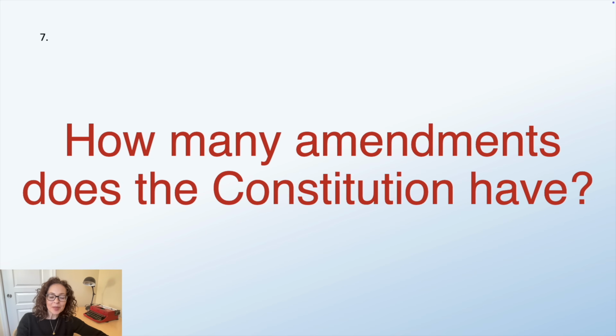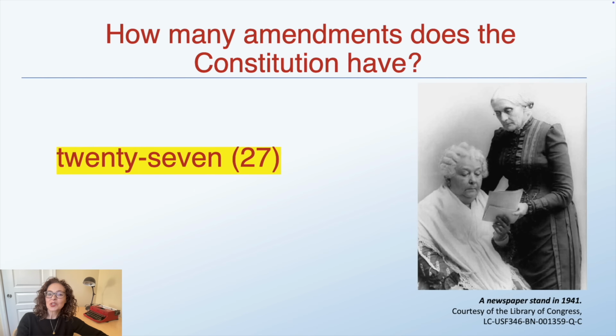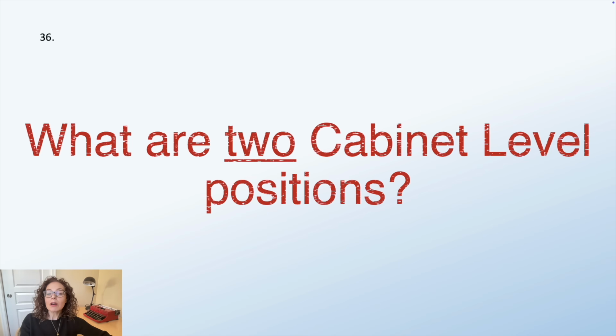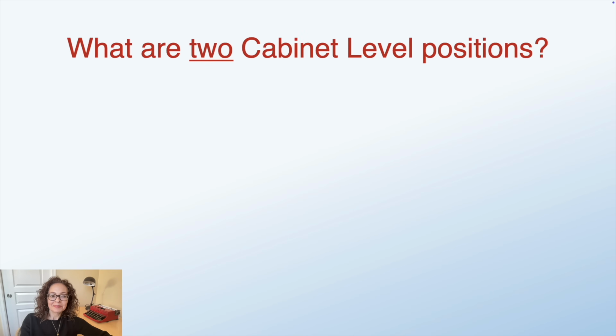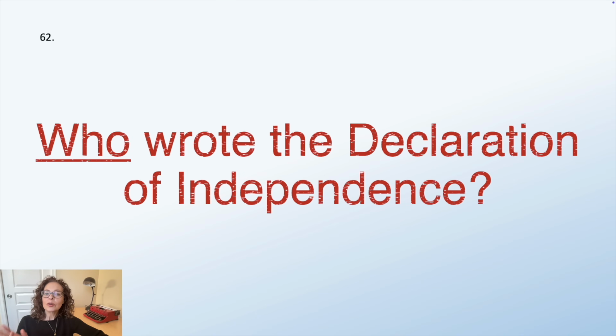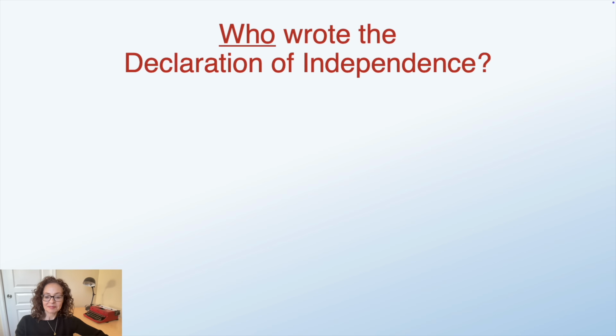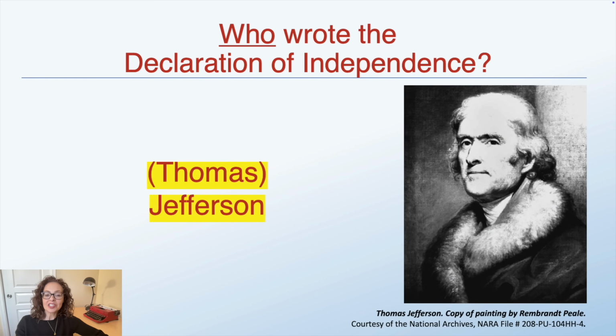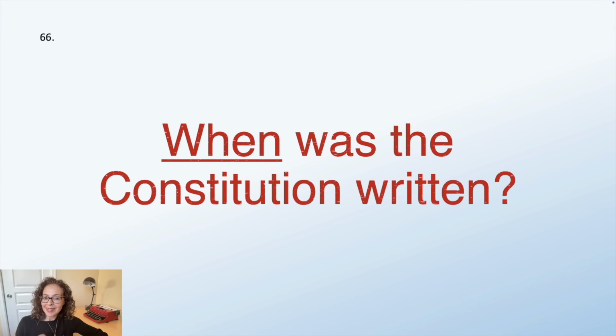What is 1 right or freedom from the First Amendment? Speech. How many amendments does the Constitution have? 27. What are 2 cabinet-level positions? Secretary of Defense and Secretary of Education. Who wrote the Declaration of Independence? Thomas Jefferson.